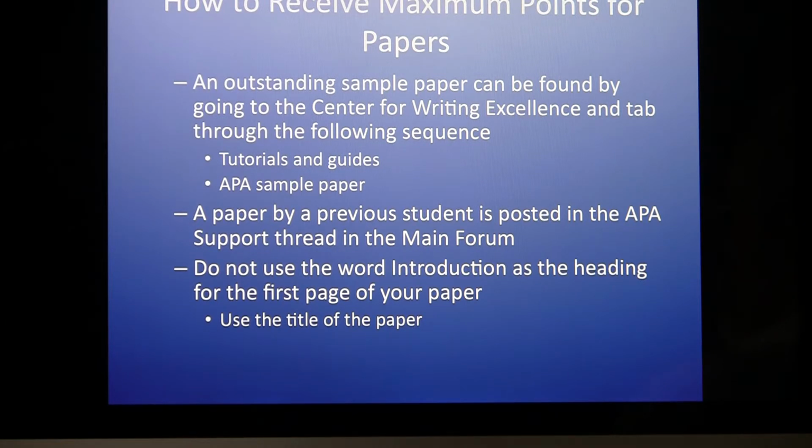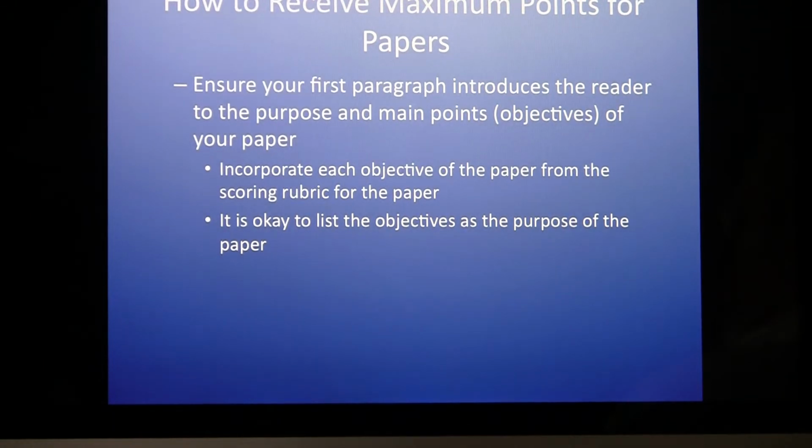In addition to what the school has provided, I've also posted a previous student's paper that did a very nice job of APA format. So when you begin your paper, do not use the word introduction as the heading for the first page of the paper. Always use the title of the paper. Ensure your first paragraph introduces the reader to the purpose and the main points or the objectives of your paper. So you incorporate each objective of the paper from the scoring rubric for the paper. And it's okay to just simply list the objectives as the purpose of your paper.